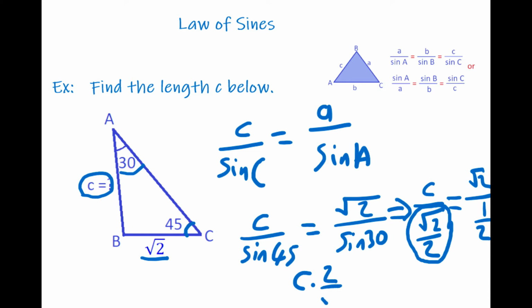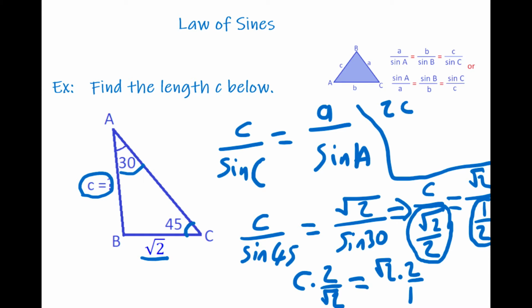2 divided by square root of 2. And that is equal to, guys, square root of 2 times, again, we will do the same thing for this 1 divided by 2. It's going to be 2 divided by 1, guys. I'm going to just write it here, guys. 2c divided by square root of 2. And that is equal to, guys, 2 square root of 2 divided by 1.